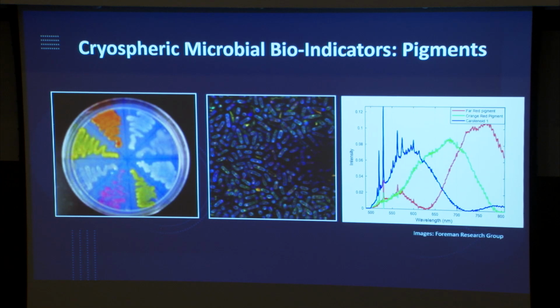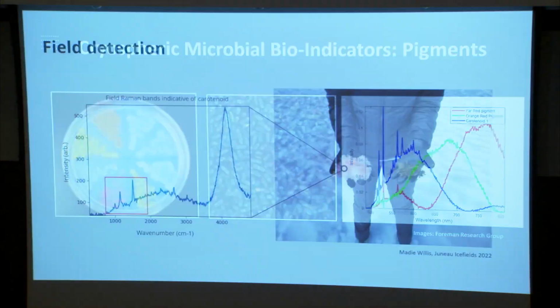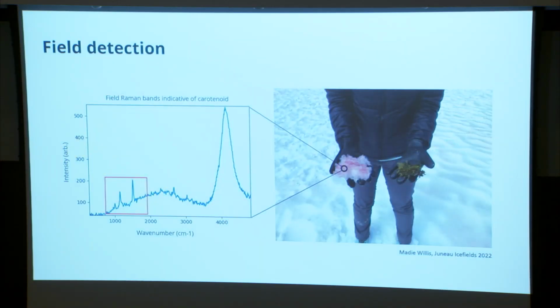Other microbial bioindicators: pigments. I've already shown you this slide, but we can use hyperspectral imaging to zoom in on the individual pigments. This is an isolate of ours called Hymenobacter antarcticus, and you can see the really nice differentiation in pigments when you're looking at it under the microscope. Additionally, many cold temperature organisms possess a lot of other pigments, not just carotenoids, but chlorophyll, bacteriochlorophyll, things like that. And we can detect those with some of our field instruments as well.